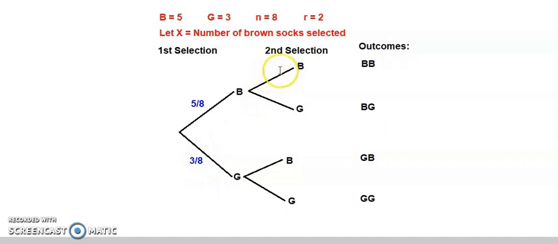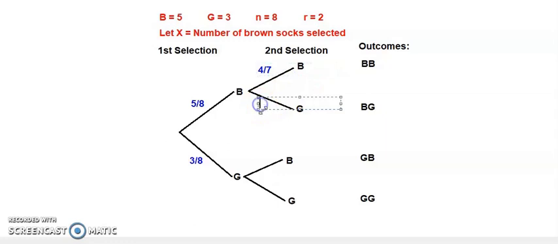Now look at how to get the probability to select a brown sock on the second selection. In the first selection we already took a brown sock, right? So the brown socks will be less by 1. We have another 4 brown socks. Here we already took 1, so on the second selection we are only left with 4 brown socks. So 4/7. Why over 7? Because we already took 1 sock here. So that's why 4/7.